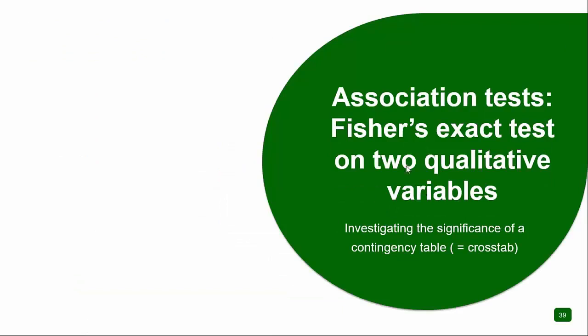And before concluding, I will run one last test in XLSTAT, one association test between two qualitative variables. I want to investigate the significance of a contingency table or a crosstab. We saw contingency tables in the first webinar on descriptive statistics when we wanted to investigate the description of the link between two qualitative variables.